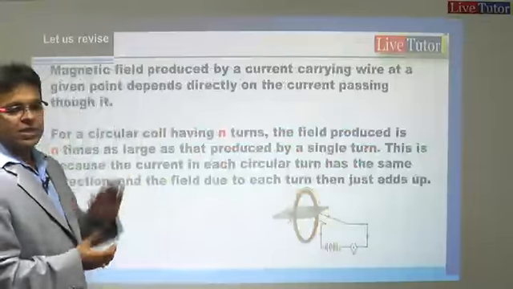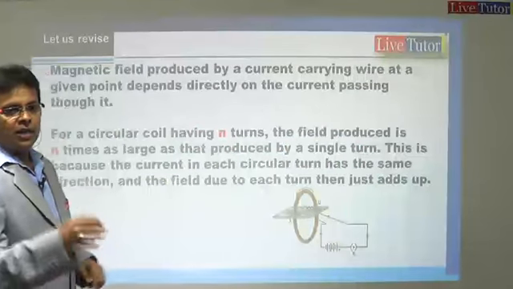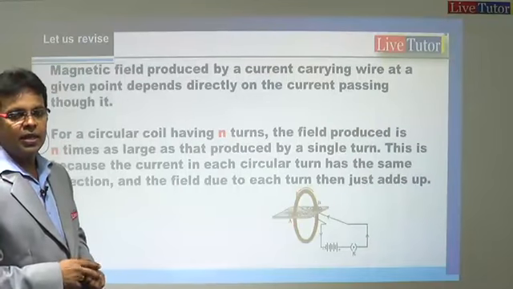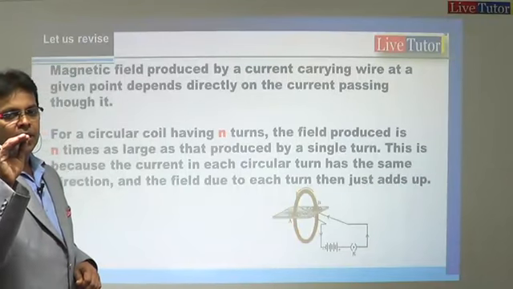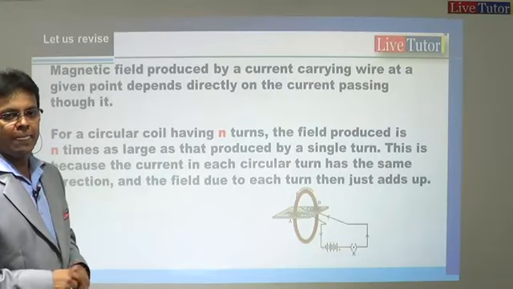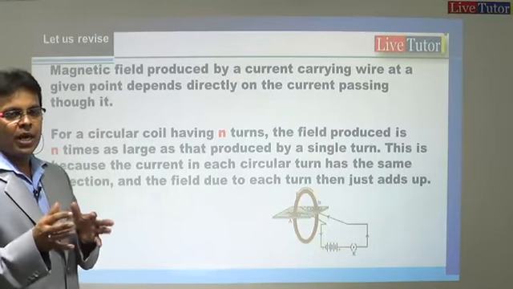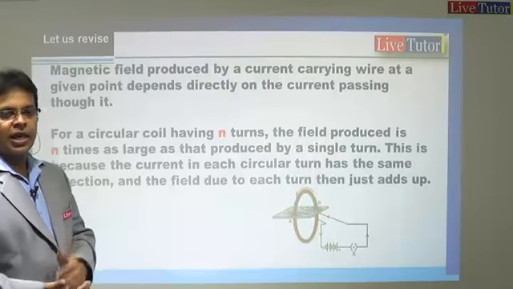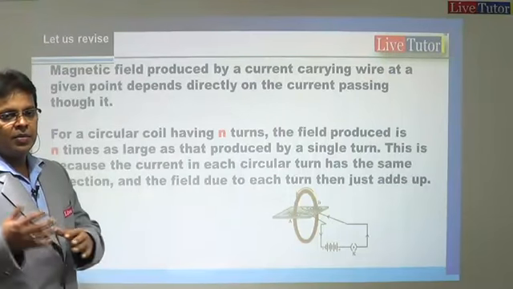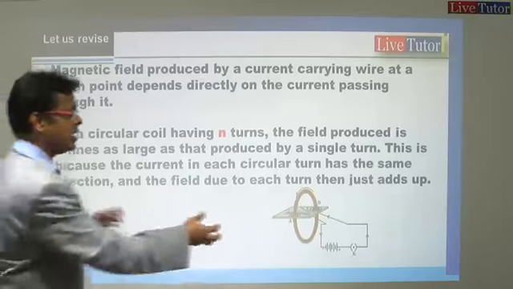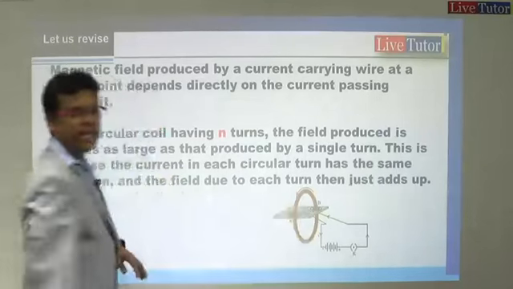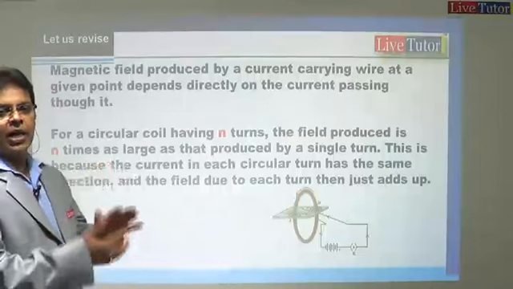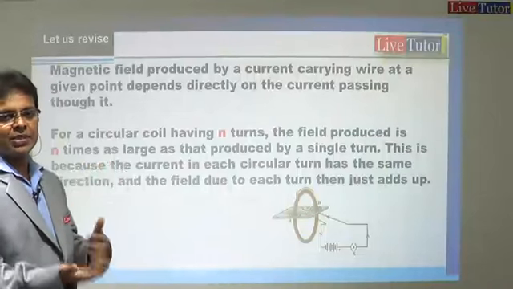Okay. The next point: we have already learned that the magnetic field produced by a current carrying wire at a given point is directly dependent upon the current through it, isn't it? So if more current is there, there is more magnetic field. So how can you increase the current? Either by increasing the current, or you can increase the number of turns. If the coil has n number of turns, then the magnetic lines of force or magnetic field strength will also be n times.